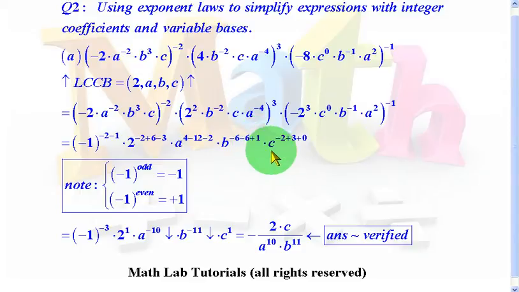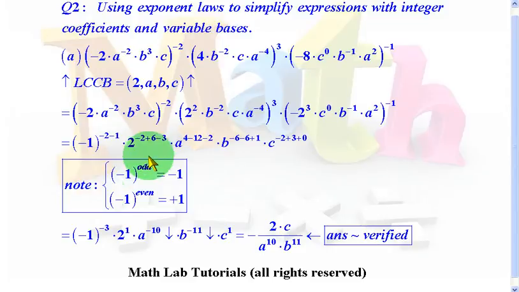The last base is base C. So we're going to scan the expression only for base C terms. Over here, we pick up negative 2, drop it in. Over here, we pick up 3, drop it in. And over here, 0 dot negative 1 is just 0, and we can drop it in.